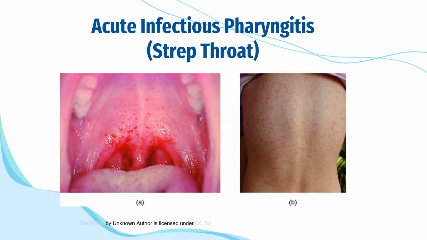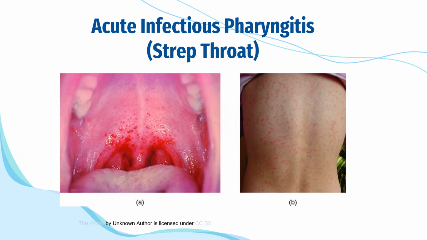Acute infectious pharyngitis is a bacterial infection, most commonly caused by group A beta hemolytic streptococcus, or strep throat. It's the most common cause of acute infectious pharyngitis. Of course, because it is bacterial, we're going to treat that with antibiotics, usually penicillin. In the presence of a penicillin allergy, then you may turn to a macrolide like azithromycin.